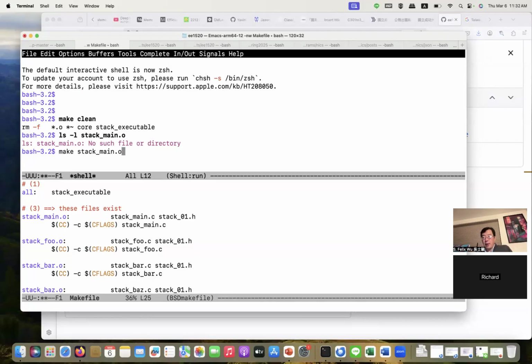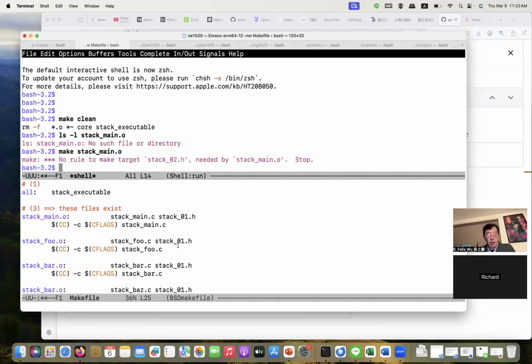Remember I said if you only type make, it will always execute the first rule, but you can always give the target as an argument in the make command, and it will trigger that rule. So now I can say make stack_main.o.